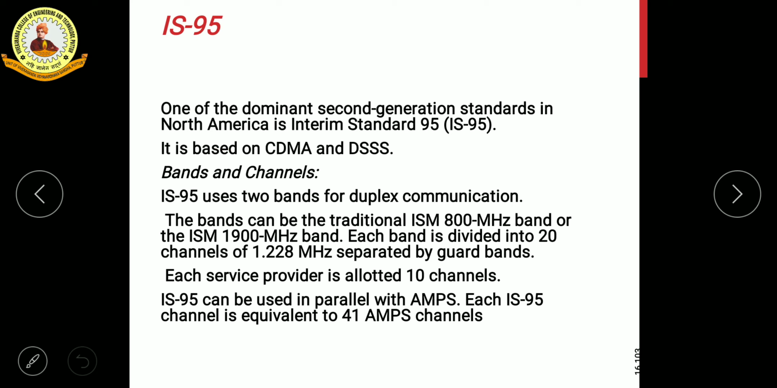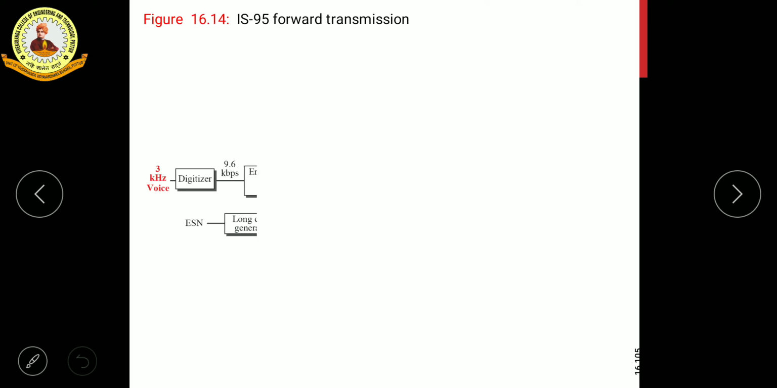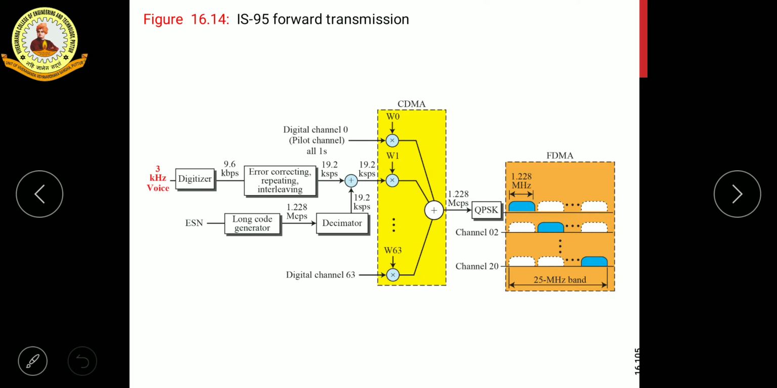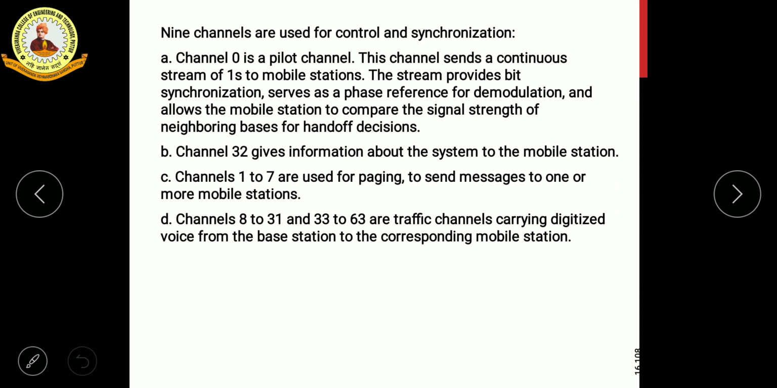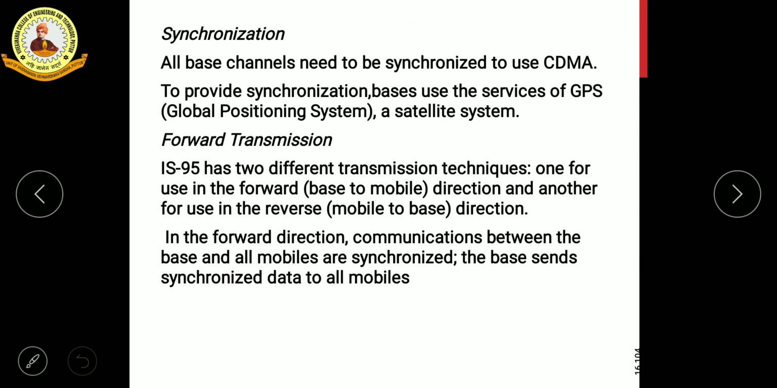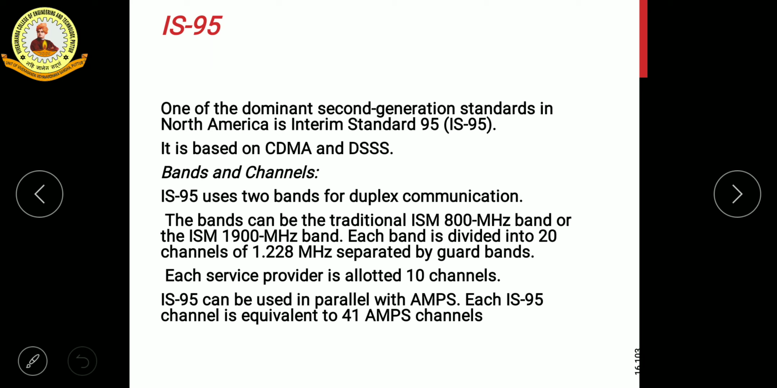So bands and channels. Again, IS-95 uses two bands for duplex communication. All these from the first generation only we have seen two, that is duplex communication, that is two bands, one band for forward transmission and another band for reverse transmission. Please note down the band range here. It is not given, I think. Okay, it is here only. So the ISM 800 megahertz or the ISM 1900 megahertz band.